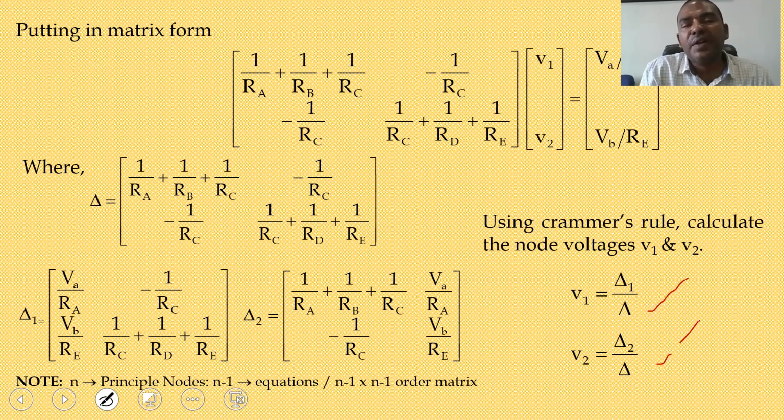So in this observation, if n number of principal nodes are there, the order of the matrix is n minus 1. That is why, with 3 principal nodes, you are getting a 2 by 2 matrix. Because the third principal node you have taken as a reference, and the reference is a fictitious node, it never appears at the output side.